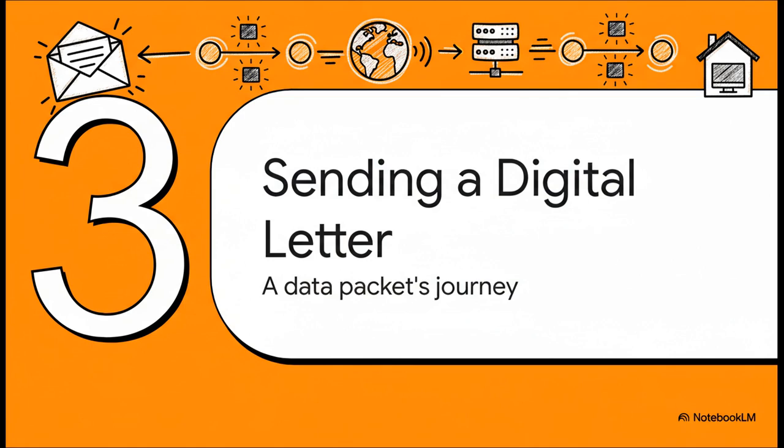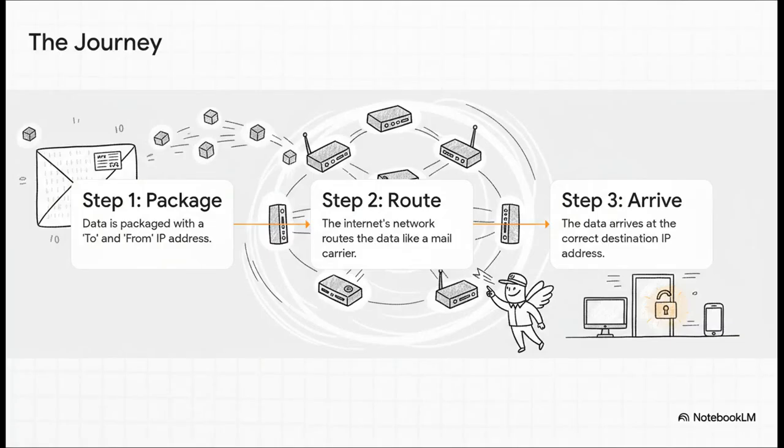So, now that we get what an IP address is, let's see how it actually works. We're going to follow a digital letter, a data packet technically, on its journey across the internet to really see this system in action. Okay, first up, when you send something, your data gets wrapped up in a little digital package. And this package gets two critical labels slapped on it, the to IP address and the from IP address. Then, the internet's network of routers act like a global team of super efficient mail carriers. Each router looks at that destination address and just zips the package along to the next closest point, until, bam, it finally arrives at the right digital doorstep.